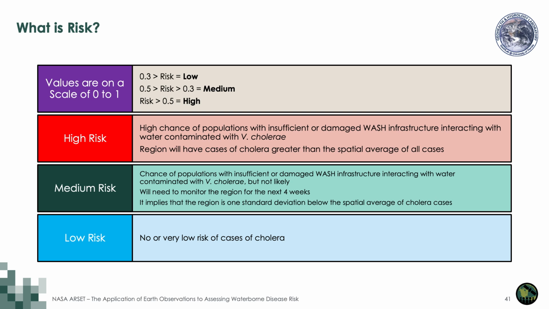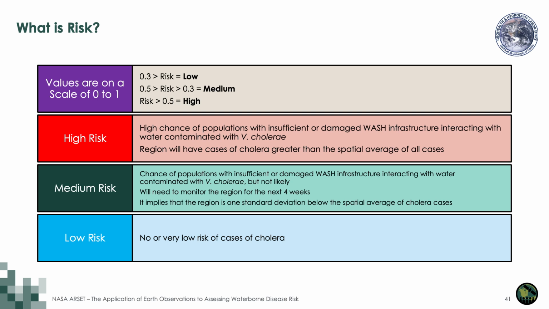And then another key part of this is defining risk thresholds. So from the studies that we've done in Yemen and in other countries, we've identified these thresholds of high, low, and medium as the optimal values for our model. So our model computes risk on a scale of 0 to 1, with anything below 0.3 being low risk, anything between 0.3 and 0.5 being medium risk, and anything above 0.5 being high risk.